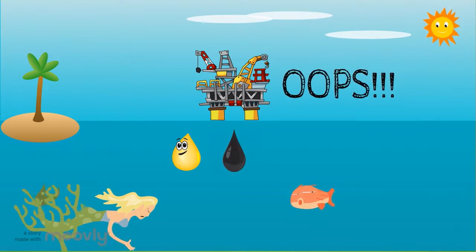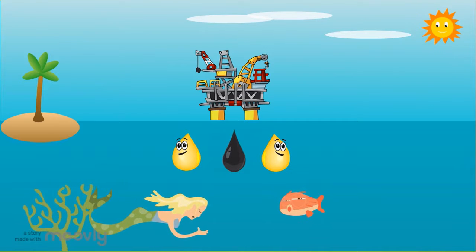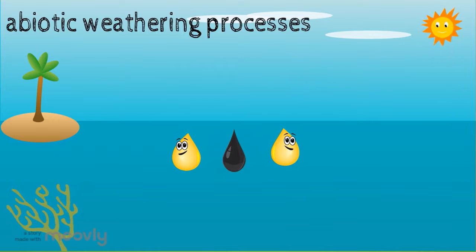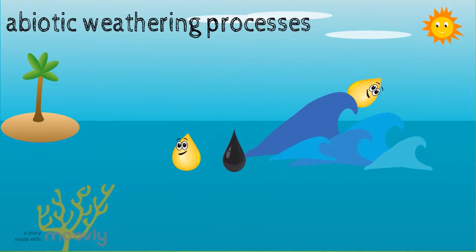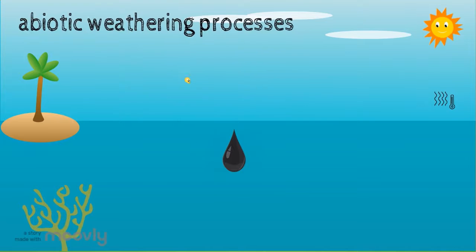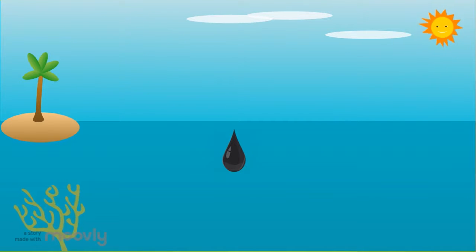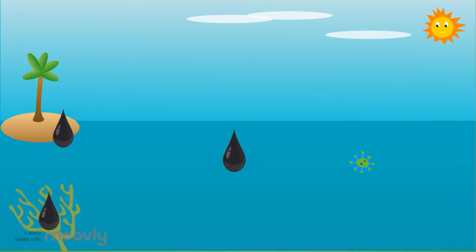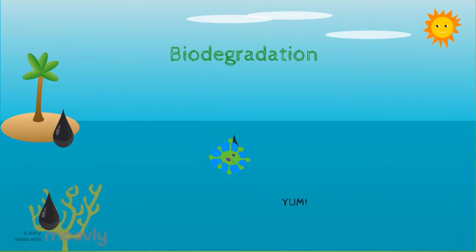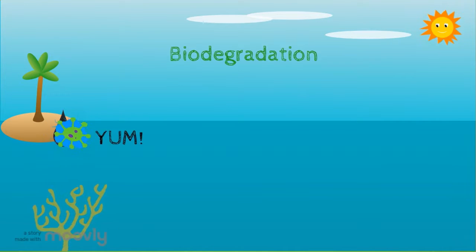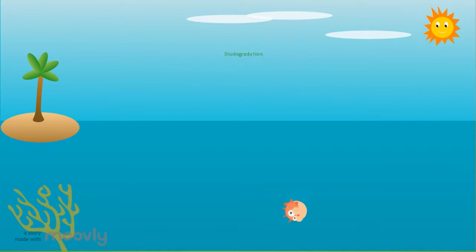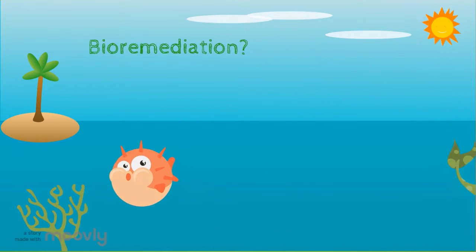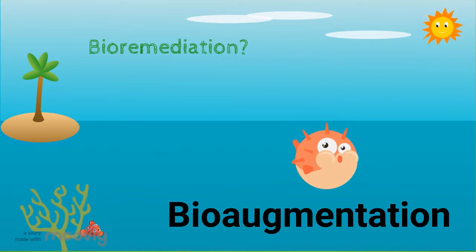When oil enters marine environments, the lighter hydrocarbons are broken down by abiotic weathering processes, as seen here. Meanwhile, the remaining heavier hydrocarbons can linger in the ecosystem. In terms of natural processes, these heavier hydrocarbons can only be broken down by oil-consuming microorganisms. This process is referred to as biodegradation and forms the foundations for the principles of bioremediation. Bioremediation involves increasing the rate of biodegradation and can be divided into two categories: biostimulation and bioaugmentation.